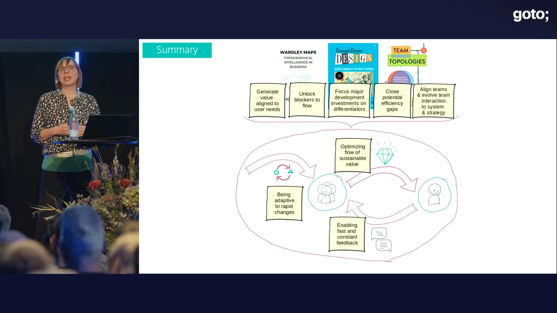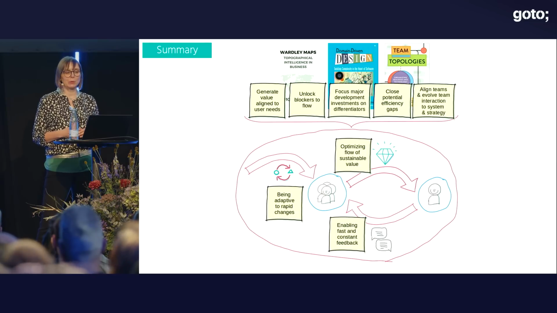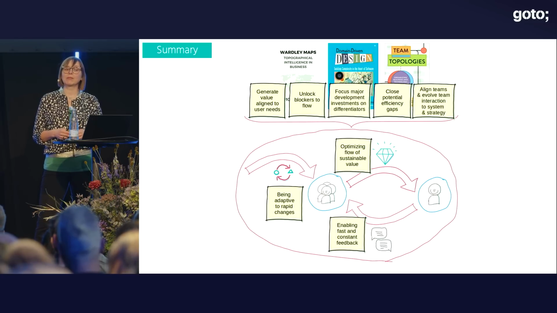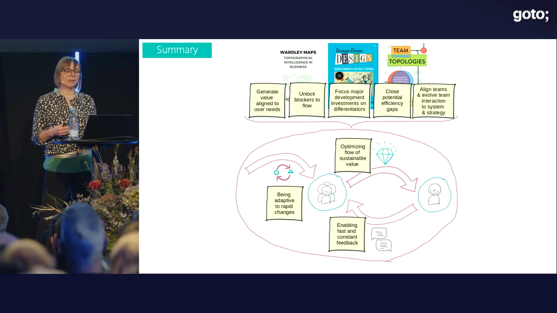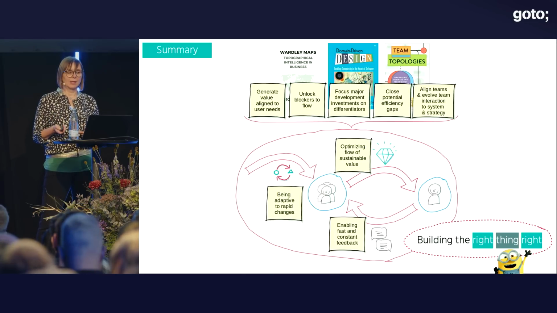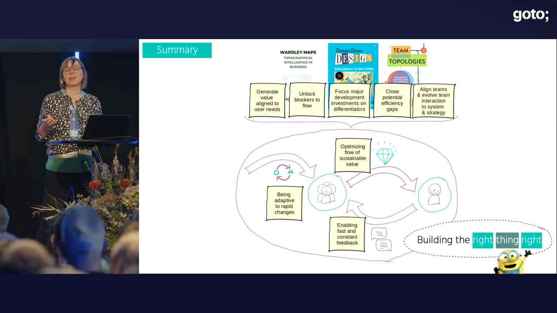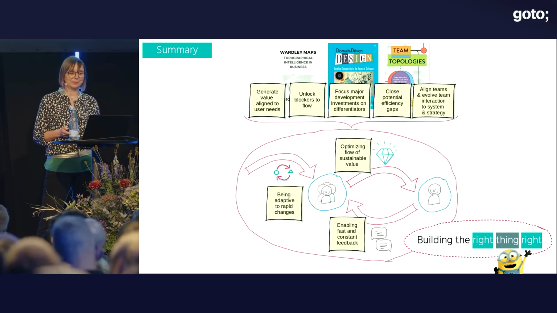And this combination, in my humble opinion, provides a very powerful tool set to design, build, and evolve adaptive socio-technical systems that are optimized for a fast flow of sustainable value and also incorporate constant feedback, and that also allows us to thrive in the face of constant future rapid changes as well. And it helps us to build the right thing right in the end.